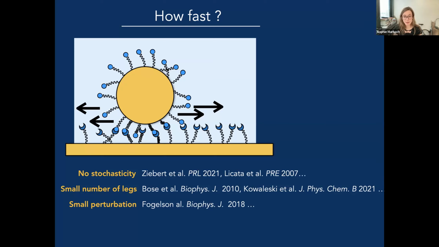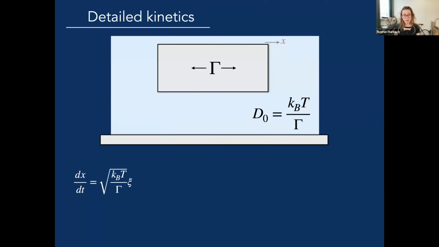So we built a microscopic model to try to solve these issues. I'm going to walk you through this model and give you the minimal ingredients that we put in. Okay, so this is the starting point of the model.